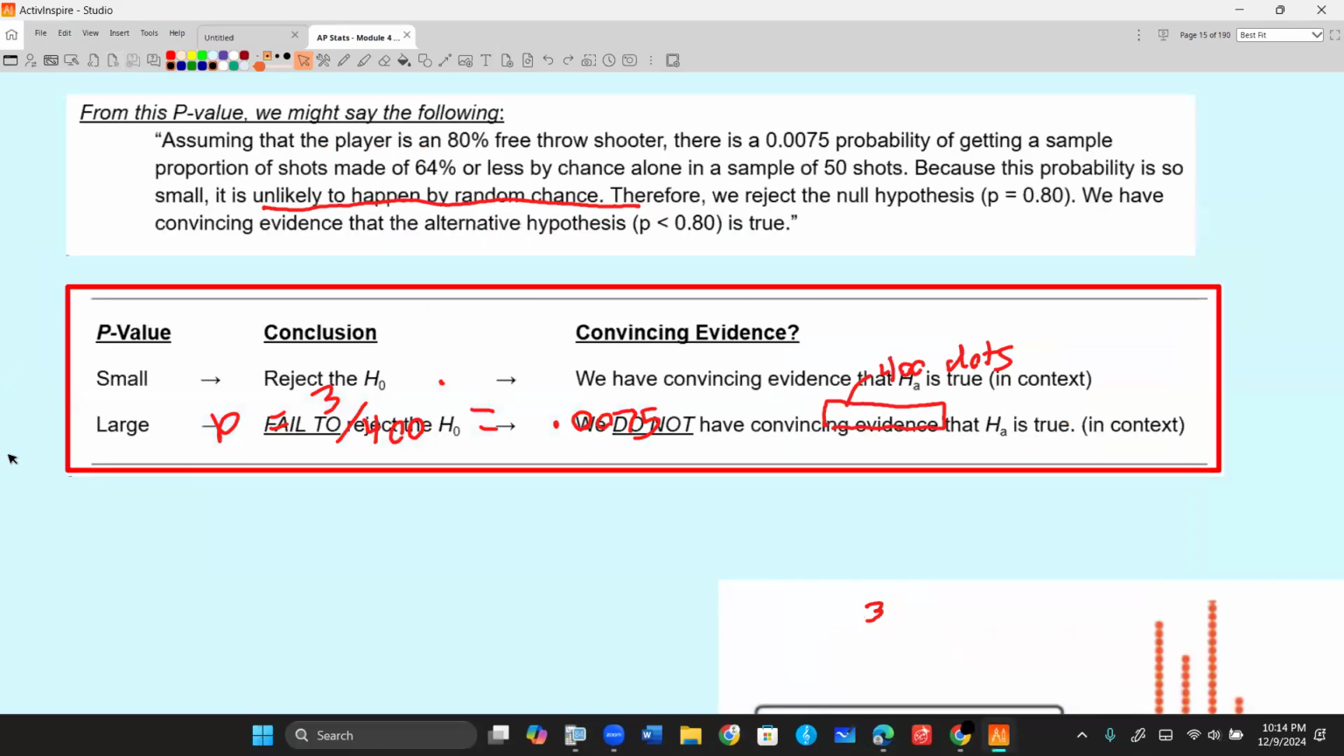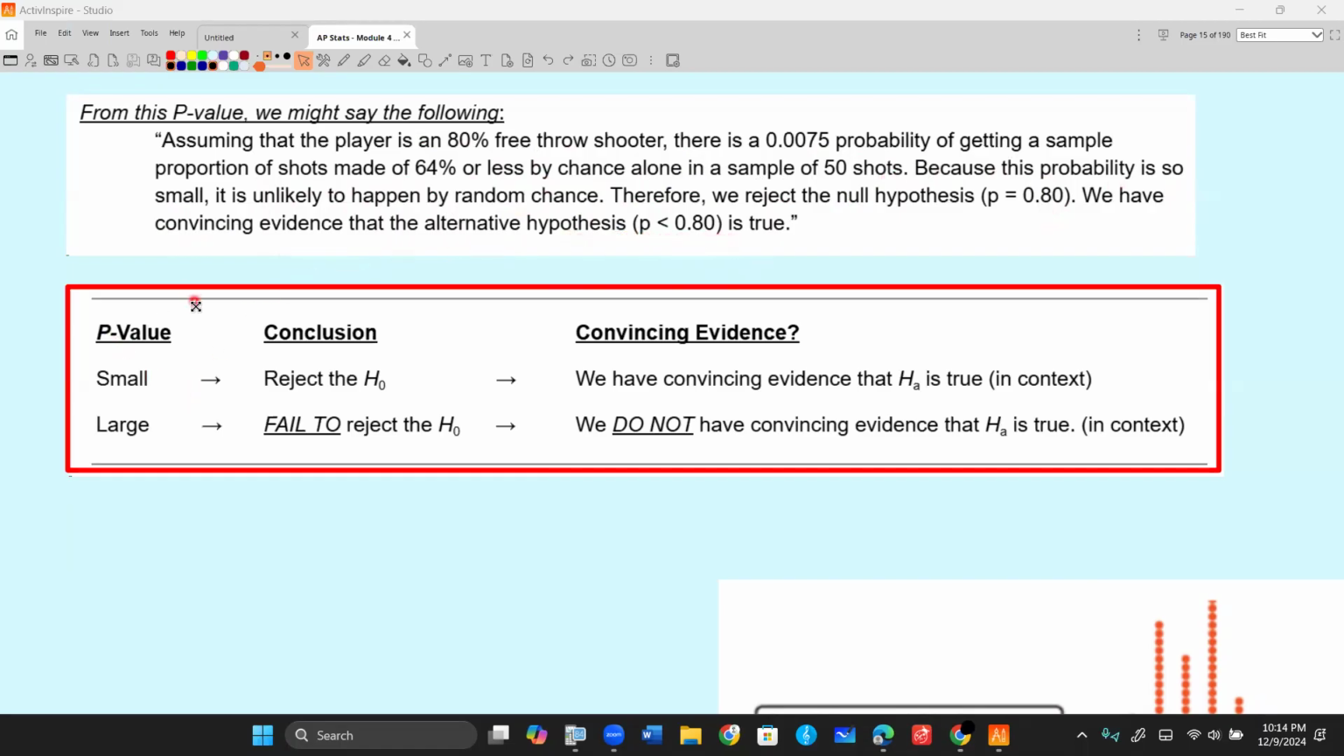So let's look at this from a template that we can use to help us decide what decisions to make. Assuming that the player is an 80% free throw shooter, there is a 0.0075 probability of getting a sample proportion of shots made of 64% or less by chance alone in a sample of 50 shots. Because this probability is so small, it is unlikely to happen by random chance. Therefore, we're going to reject the null hypothesis. We have convincing evidence that the alternative hypothesis is true, that the true proportion is less than 80%.